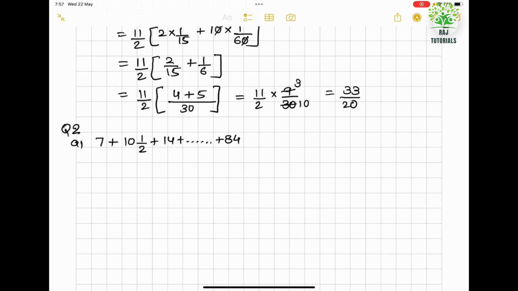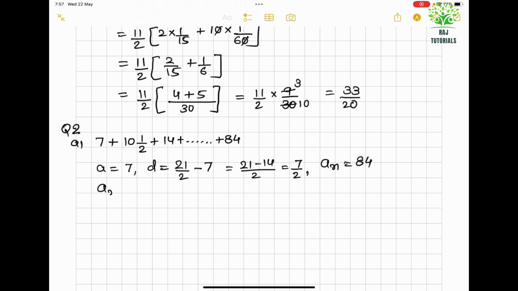Says find the sum given below. First one is 7 plus 10 and 1 by 2 plus 14 plus dot dot dot 84. Now we don't know which is the nth term, because for Sn we will need the nth term. So to get that, a simple method we can use. a equal to 7, d equal to 10 and 1 by 2 minus 7, so 21 minus 14 by 2, so 7 by 2, and an equal to 84.